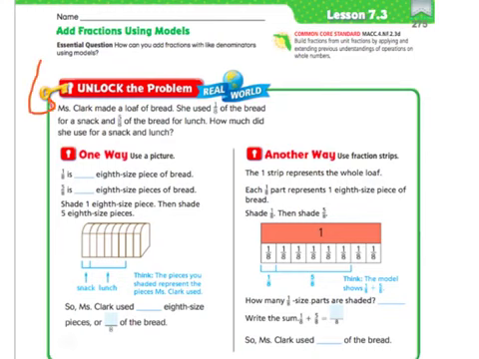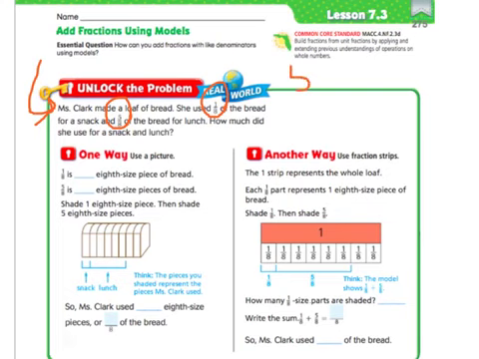So our problem says, Miss Clark made a loaf of bread. She used 1/8 of the bread for a snack and 5/8 of the bread for lunch. How much did she use for a snack and lunch? So we're going to add 1/8 and 5/8. Since these two fractions have the same denominator, it's going to be really easy to add.